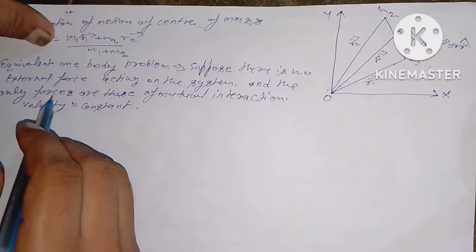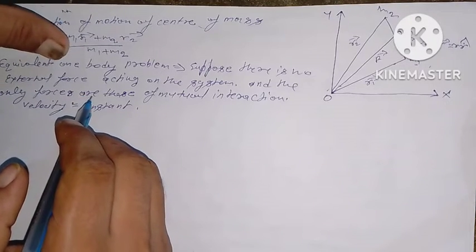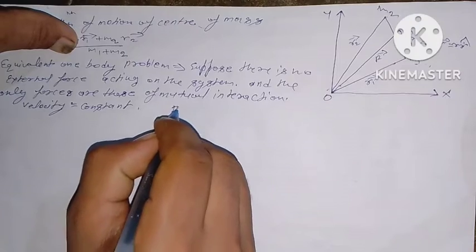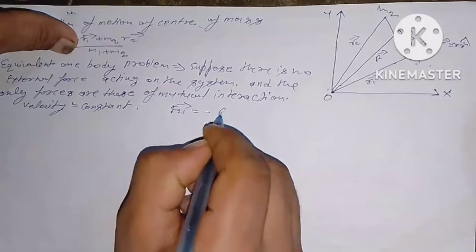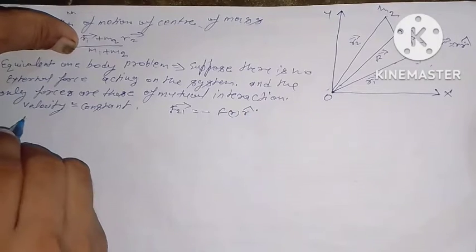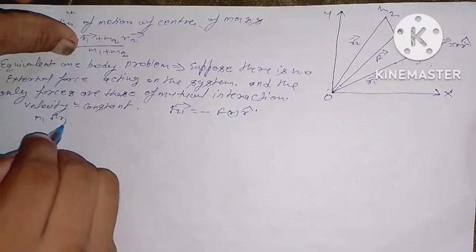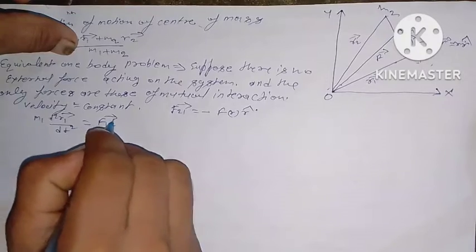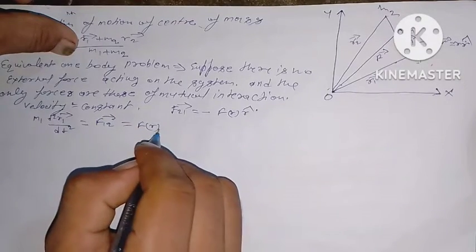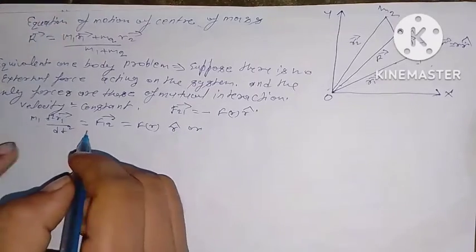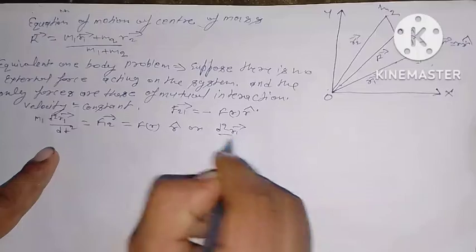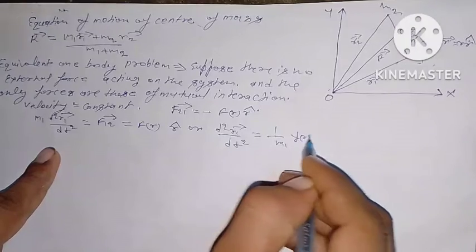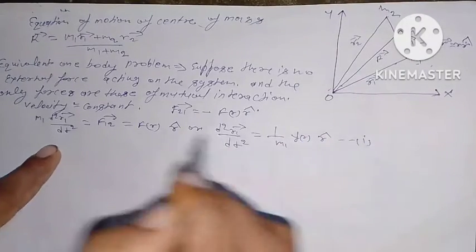If we denote the force on M1 as F12, the force on M2, being equal and opposite, will be denoted by F21 vector equal to minus f(r) unit vector r. Then M1 d square r1 vector upon dt square equal to F12 vector equal to f(r) unit vector r, so d square r1 vector upon dt square equal to 1 upon M1 f(r) unit vector r. This is equation number 1.